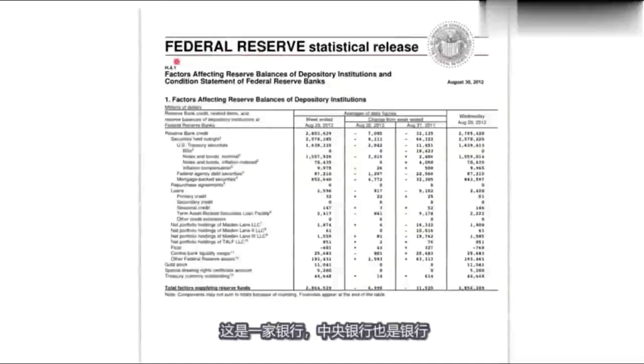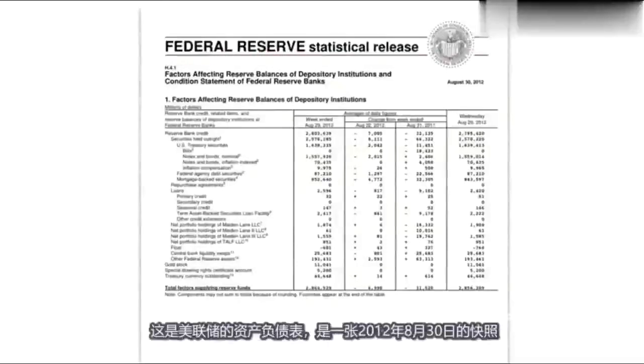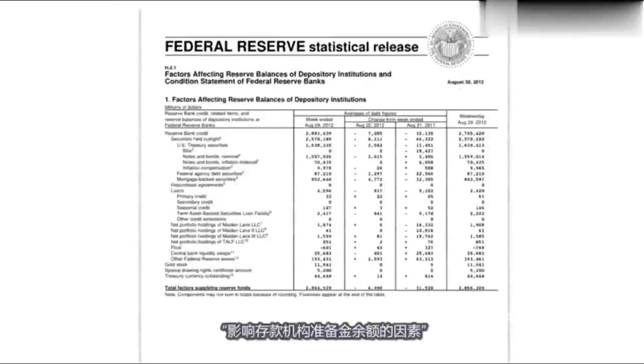This is a bank. The central bank is a bank. This is the balance sheet of the Fed, from August 30th, 2012: Factors affecting reserve balances of depository institutions. Can you see it if I point here? Yeah, you can see that.